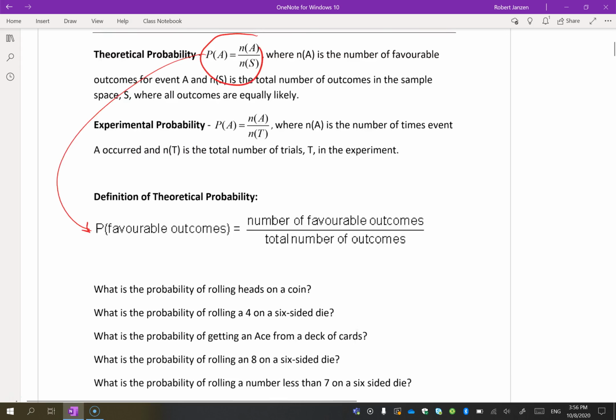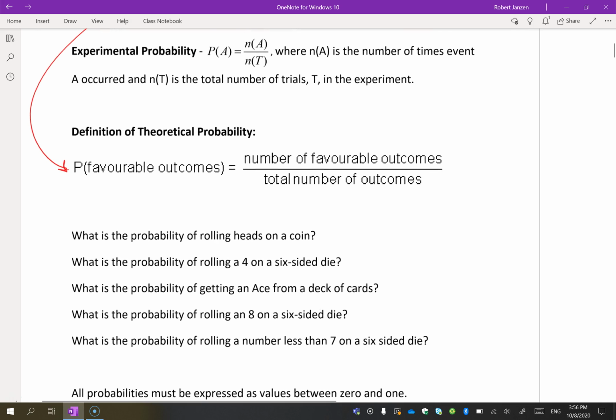So thinking about some everyday scenarios, what is the probability of flipping a head? So you take a coin and you flip it, the chance of getting heads is 1 out of 2 possibilities. Okay, the probability of rolling a 4 or a 6 or any other number on the 6-sided die, there's 1 favorable outcome out of a possible of 6.